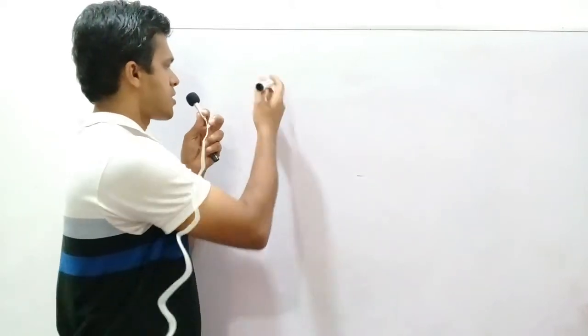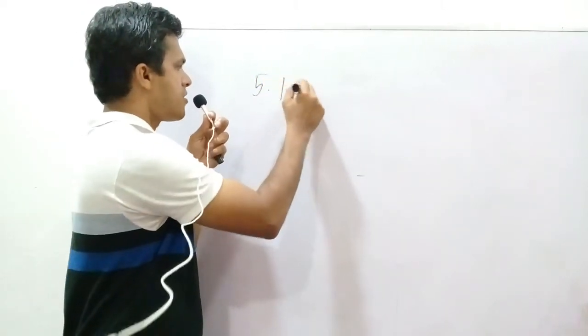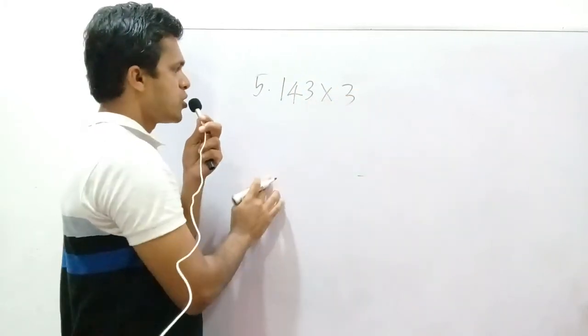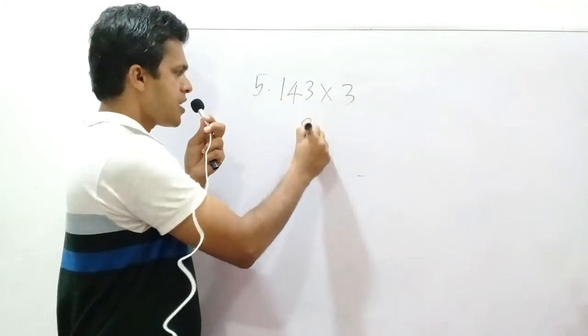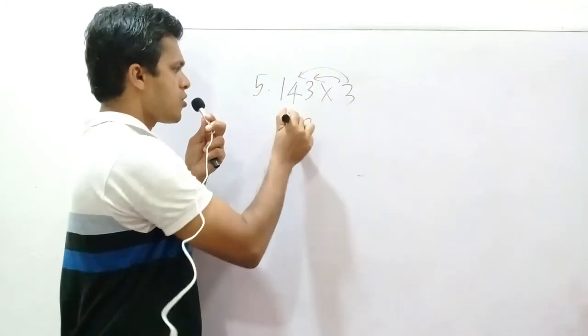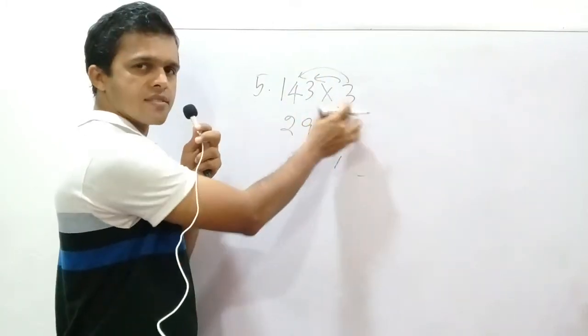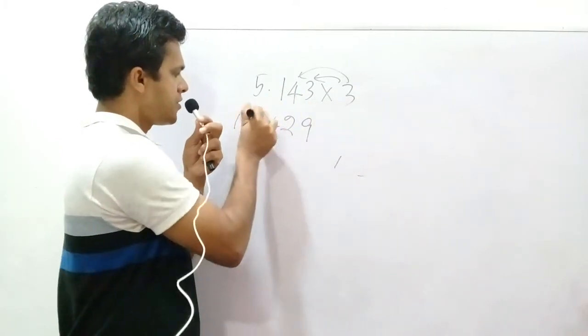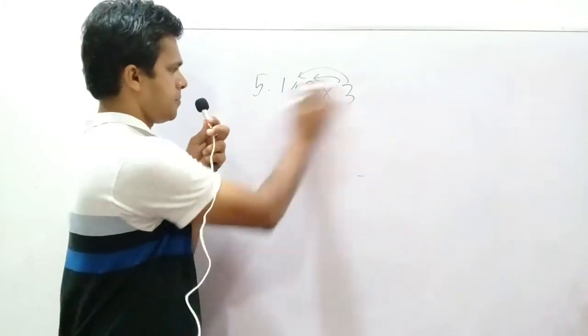Next part, multiply these values. 5.143 is multiplied by 3. How do you do this one? 3 times 3, 9. 3 times 4, 12. Remain this one. 3 times 1, 3. 3 plus 1, 4. 3 times 5, 15.